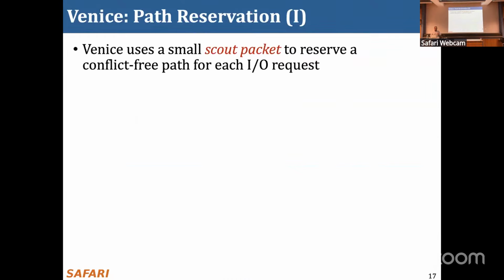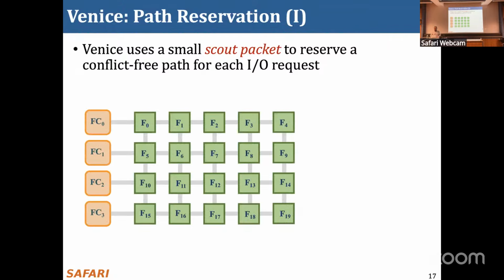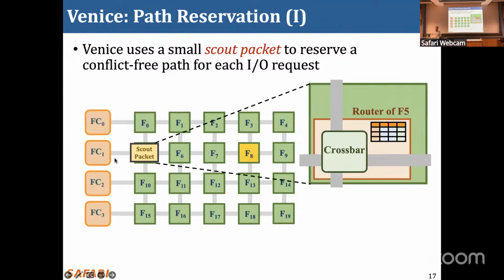It's similar to circuit switching. You're going to learn about circuit switching later in our interconnect lecture. But we send a small packet, which we call a scout packet. And with that, we reserve a conflict-free path for each I/O request. In this example, we want to target flash 8, and we send a scout packet, which transfers through different routers.